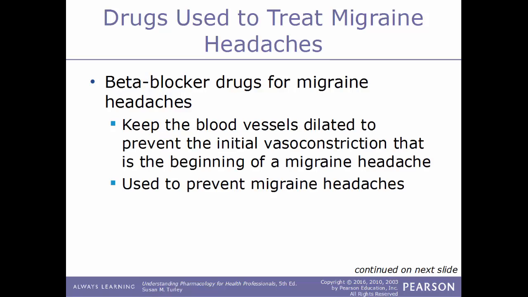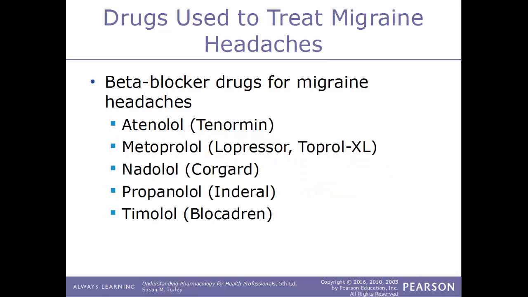Another class of drugs that are used to treat migraines are beta blocker drugs. Now, these work to keep the blood vessels dilated to prevent the initial vasoconstriction that's the beginning of a migraine headache. So these are used to prevent migraines. Some examples of this kind of drug are atenolol, also known by the name Tenormin, metoprolol, known by the names Lopressor or Toprol XL, nadolol, also known as Corgard, propranolol, known by its trade name Inderal, and timolol, which is known by its trade name Blocadren.